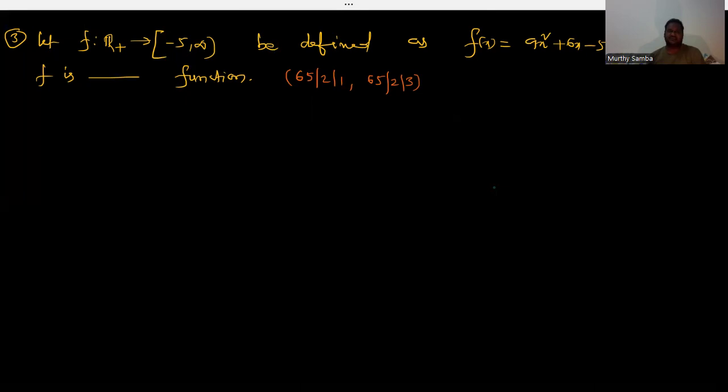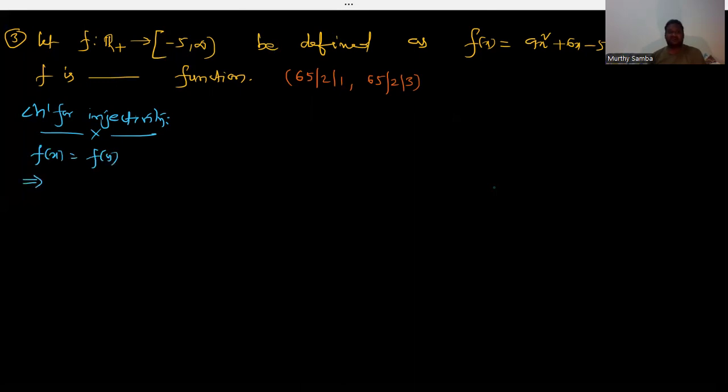So when you answer this, again same, checking for injectivity or checking for one-to-one function. When you check for a one-to-one function, you'll be very clear with domain as well as codomain. Here the domain is the non-negative real numbers, and the codomain is negative 5 to infinity. Okay, when you check for injectivity, according to our working rule, f of x is equal to f of y.